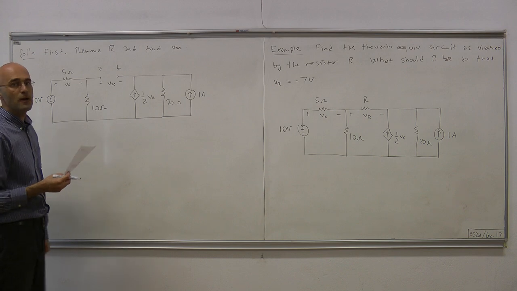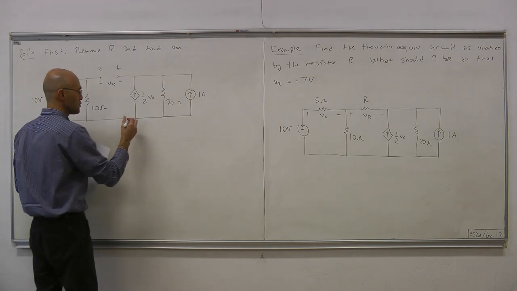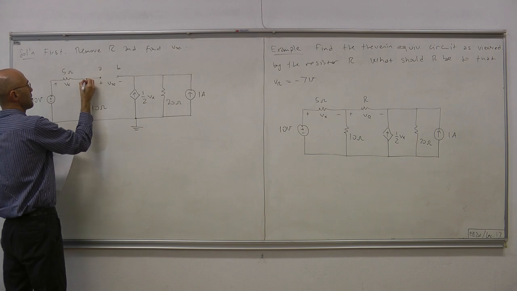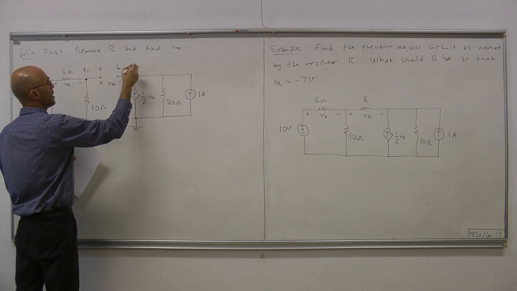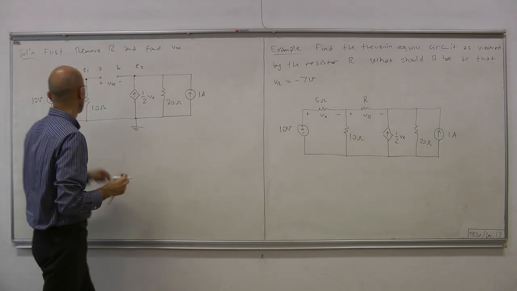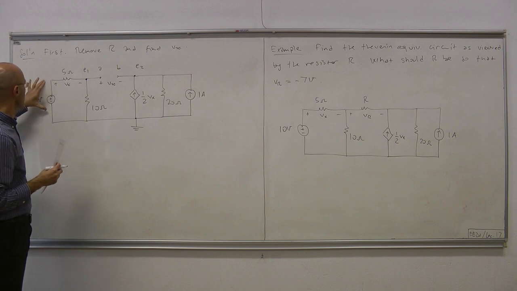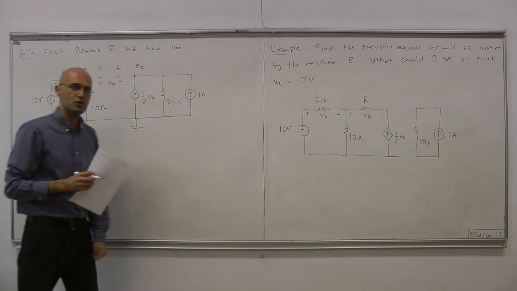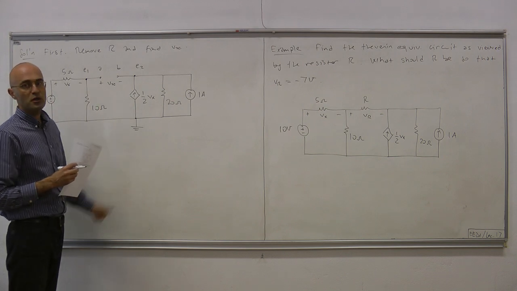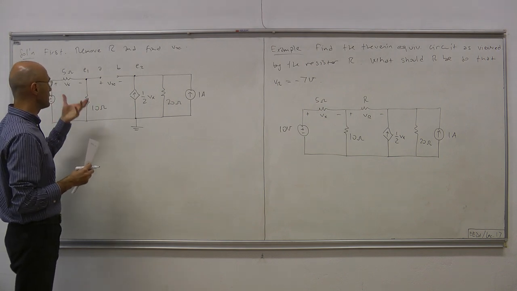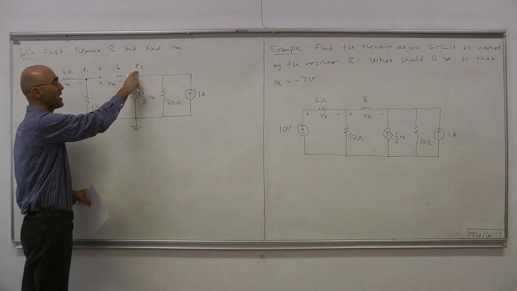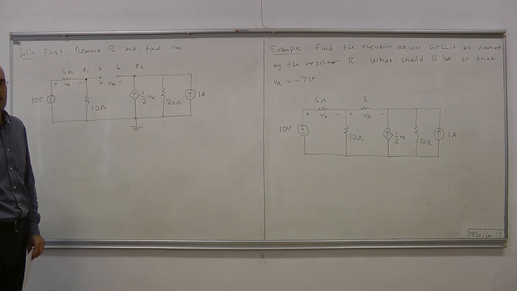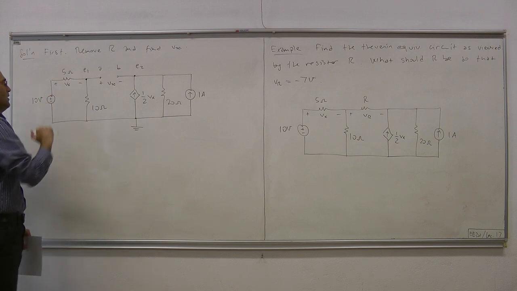Let's apply the node voltage analysis method. For this, we first choose a reference node, let this be our ground node, and then we label the remaining nodes. Let this be E1 and let this be the node voltage for the second node. Note that we don't label this node because its voltage is directly known, it's 10 volts, because between this node and the reference node there's an independent voltage source. So we have two unknowns, E1 and E2, and by writing node equations we will obtain all the equations necessary to figure them out. Once we have E1 and E2, their difference E1 minus E2 will immediately give us the open circuit voltage.